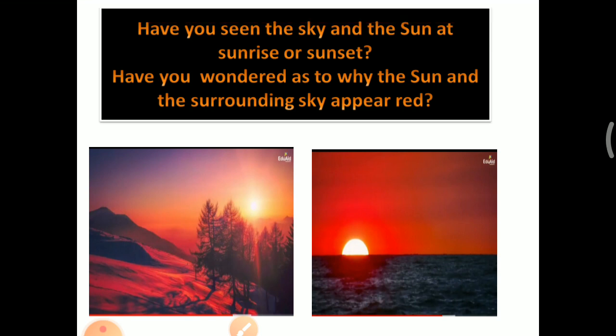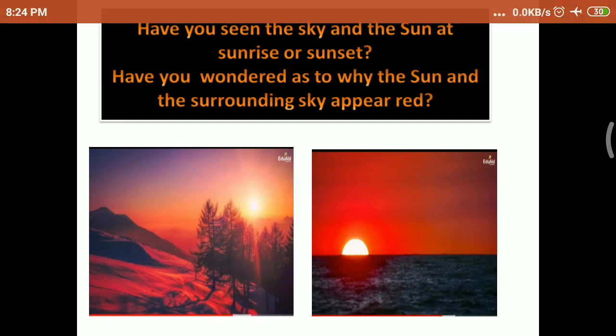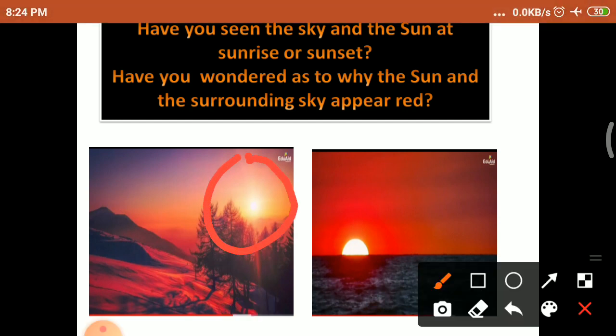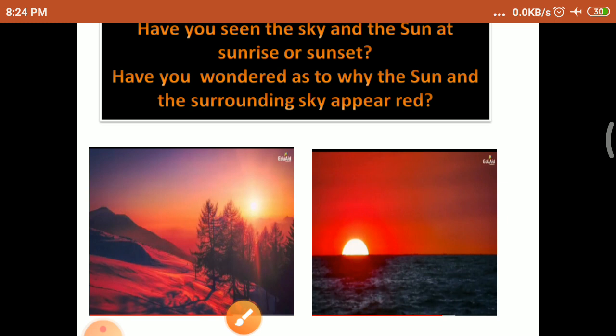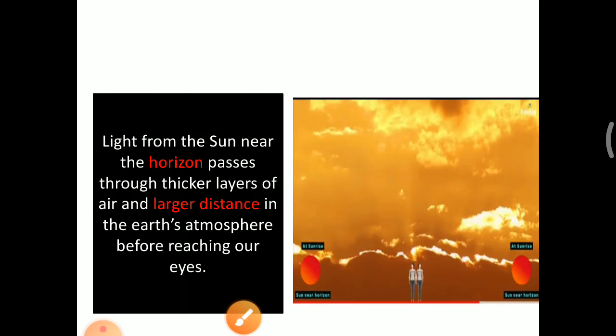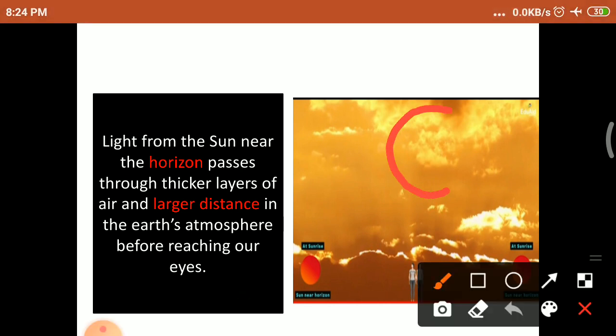The next one, have you seen the sky and the sun at sunrise or sunset? Look at this image. These two images, this is a sunrise and this is a sunset. During the sunrise and the sunset, the color of the sky is red instead of blue. Why? What is the reason? Because this is our earth, this is a horizon line. You are here.